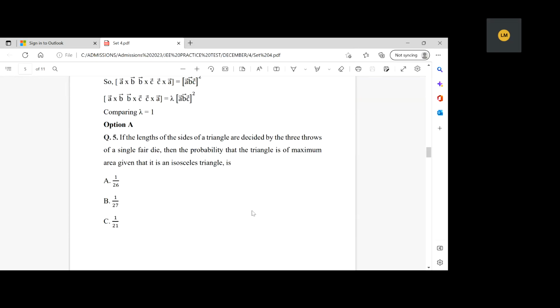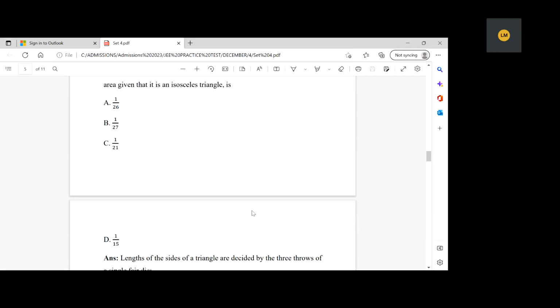I think option D is 1 by 15. Yes, option D is 1 by 15. Yes, there is a competition. I think option C and option... Okay, I'm so sorry. It's option... Okay, 1 by 27, 1 by 21. Okay.